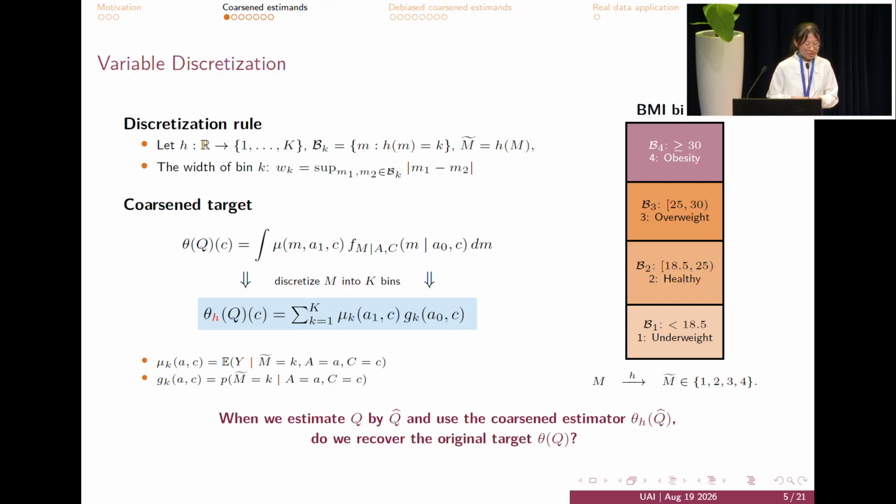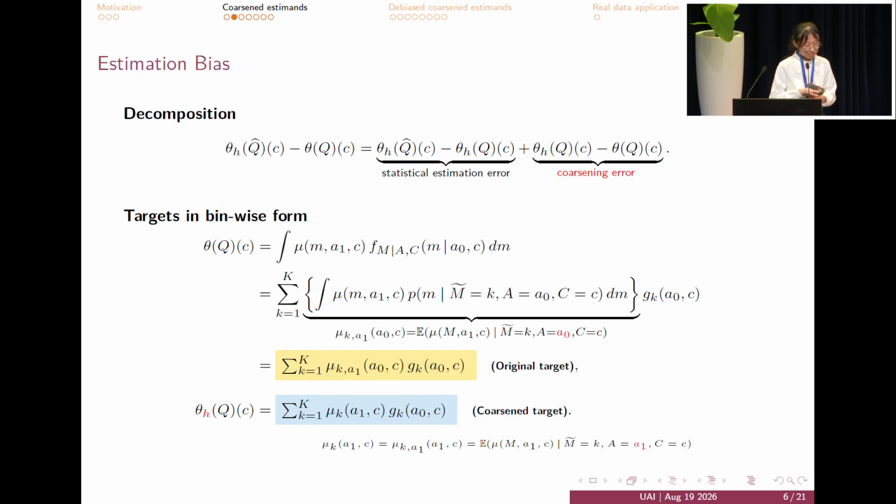After we have this in the raw data, if we want to estimate the nuisance function and use this causal estimator, do we still recover the original one? So we can write the difference between theta HQ hat and theta Q, then decompose this total difference into two parts by adding and subtracting theta HQ.